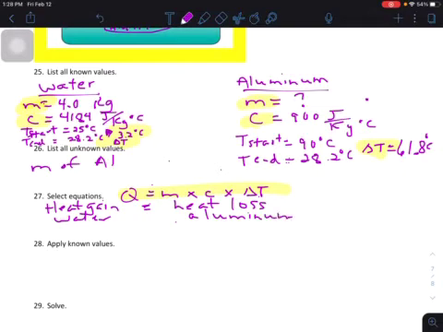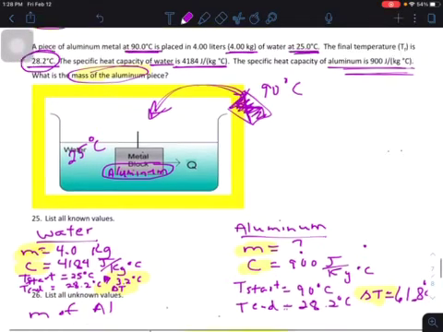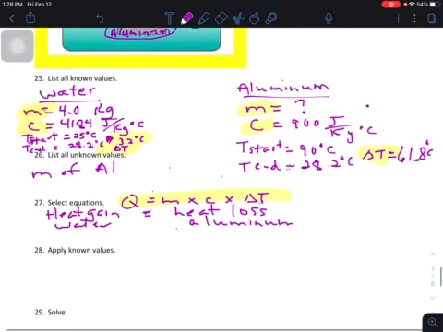Okay, and that's true, because when you put this piece of metal, which was at 90, into the water, which was at 25, the water is going to heat up, and the aluminum is going to cool down until they get to be the exact same temperature. So that's why we have this idea here: heat gained by the water equals heat lost by the aluminum, because the water got its heat from the aluminum.